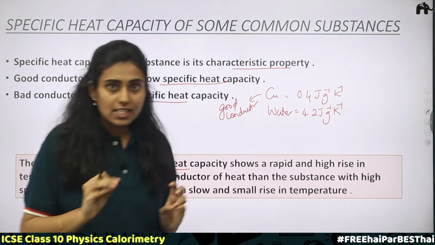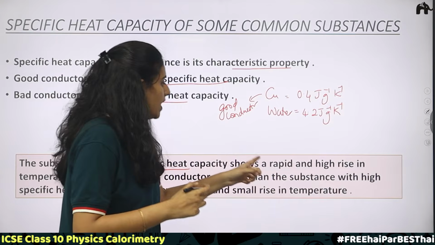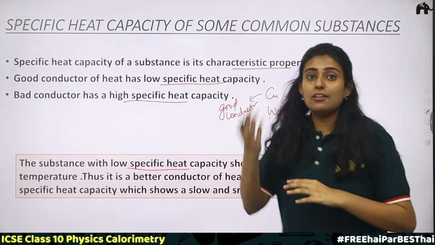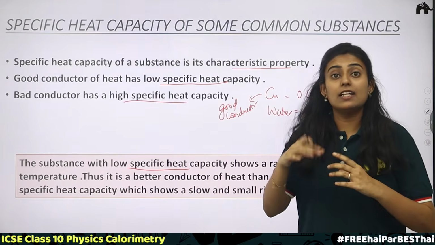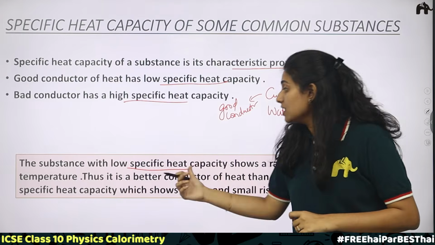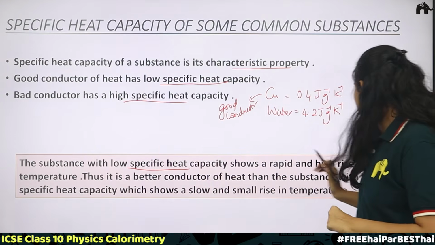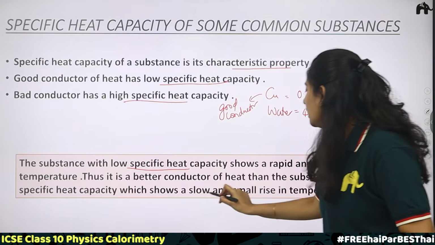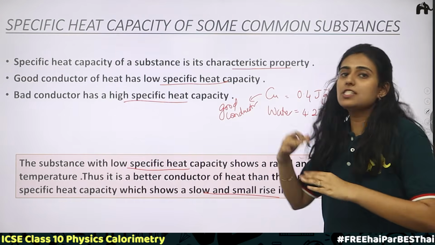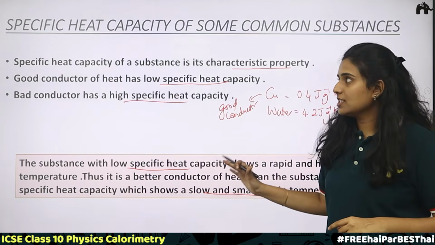That is, if you take a substance which has a low specific heat capacity, then it will show a rapid and high rise in temperature, it will rise very easily. Very fast there will be a temperature rise. Delta T will be greater. But if you take a substance of very high specific heat capacity, it will show a slow and small rise in temperature. It will take more time to change the temperature. Rise in temperature will take more time. So this is a difference.